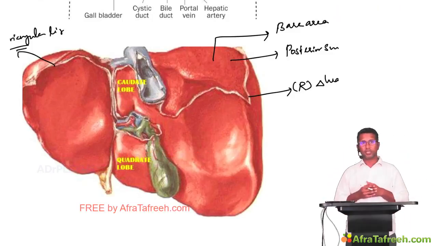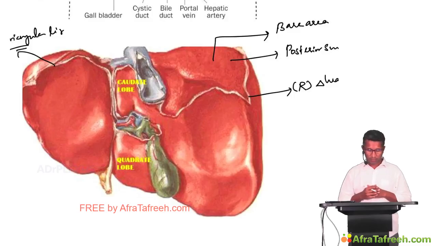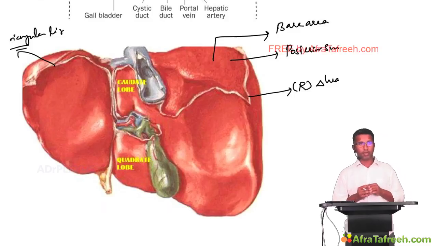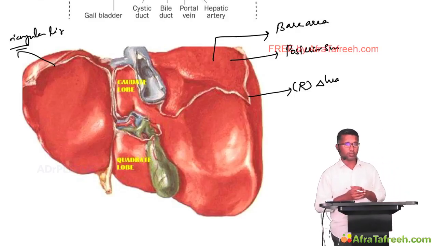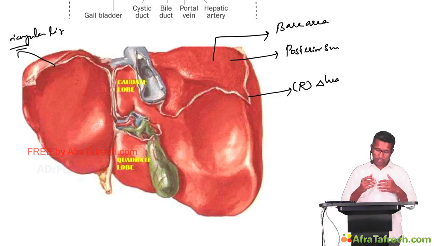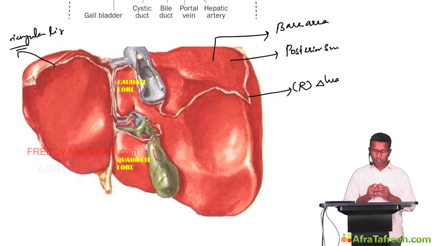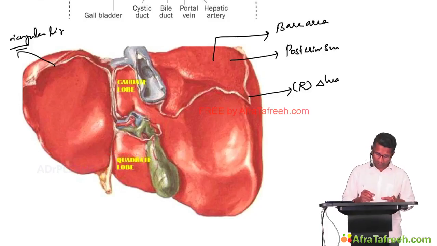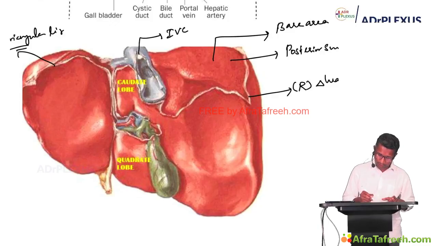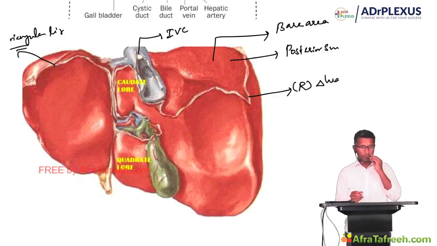Now when you see the inferior surface of the liver, I can appreciate some part of the posterior surface also. So we'll take this together as the postero-inferior surface and discuss this picture. What you see in the posterior surface is the IVC. The structure which you see here is the IVC.